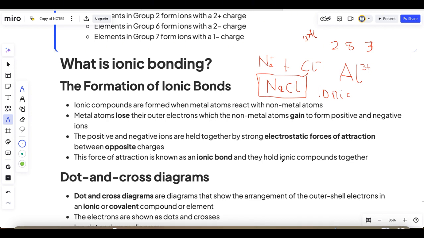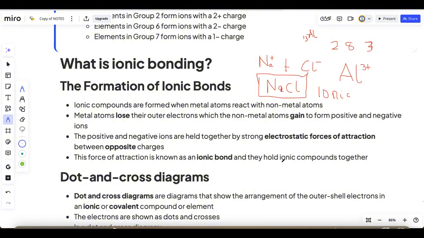Is that okay? Take note, ionic bonding is normally between a metal and a non-metal. It's not between two metals. When it is between two metals, or between the same metal of different atoms, that is a metallic bond. But when it's between a metal and a non-metal, it's called ionic bonding. When it's between two non-metals, it's called covalent bonding.